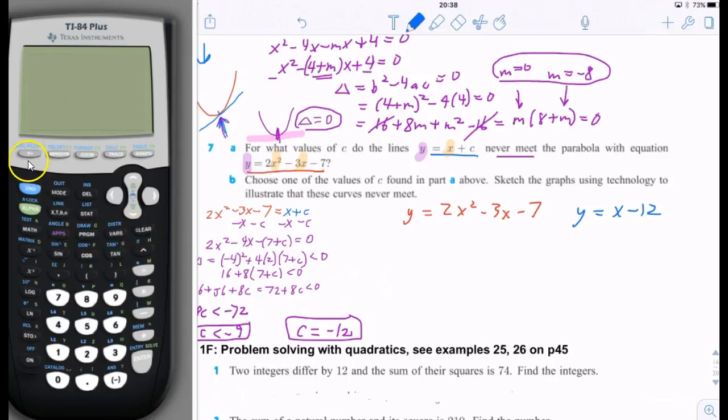So we're going to take y equals, and then we're going to put in the equation, 2x squared actually.